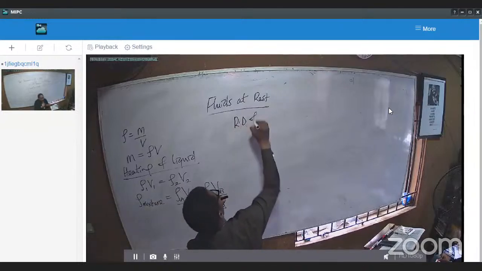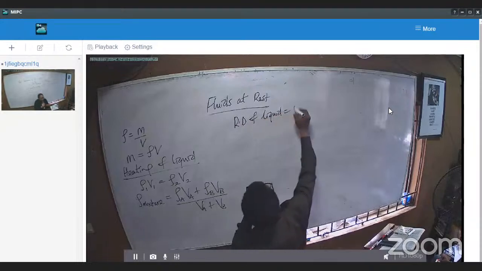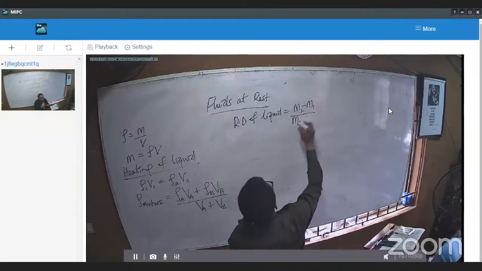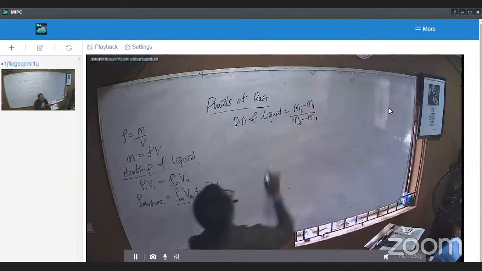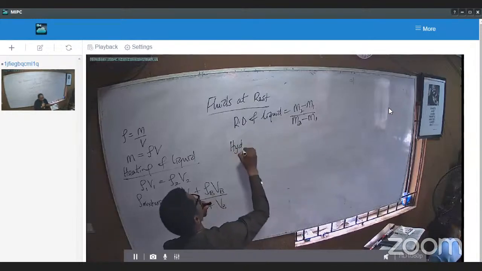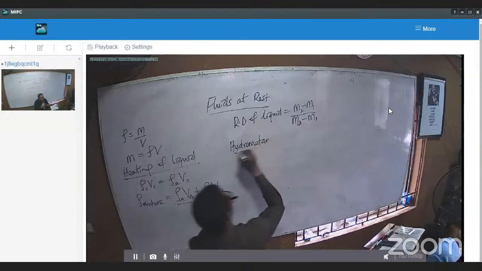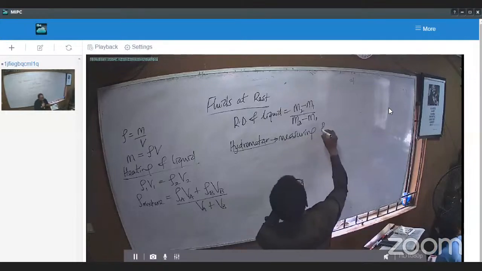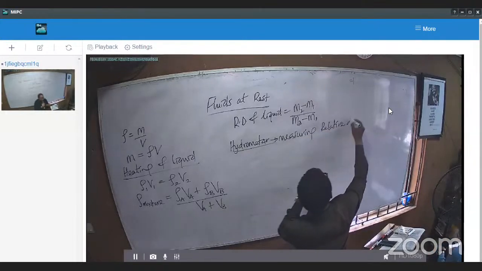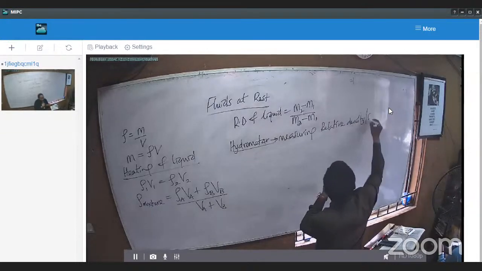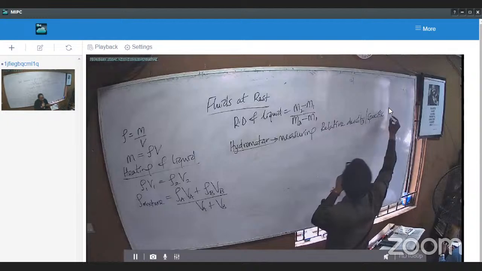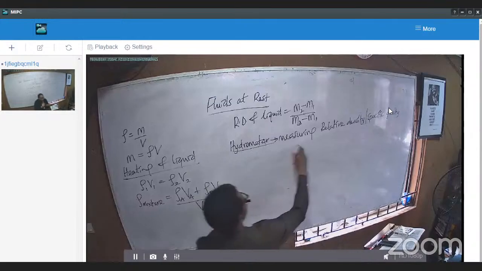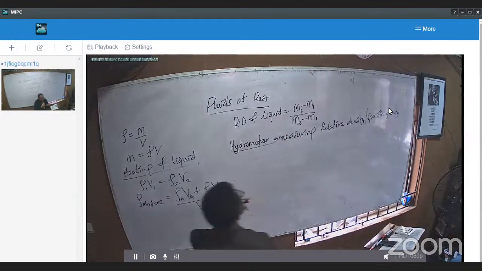RD of liquid: M minus M1, M1 minus M2, or M2 minus M1. You don't need to cram this formula. Hydrometer. Class, hydrometer is used for measuring what? For measuring relative density. There's another old name for relative density. What is that? Specific gravity. That's the old name. You may see that in textbooks. Specific gravity means relative density. Hydrometer is used for measuring relative density, or what we call specific gravity.